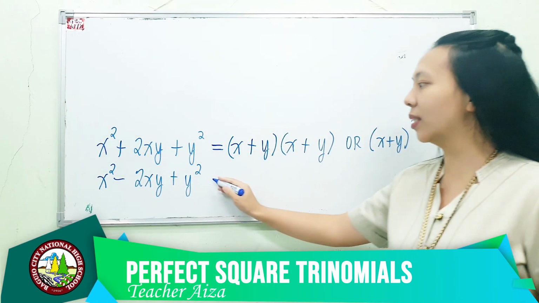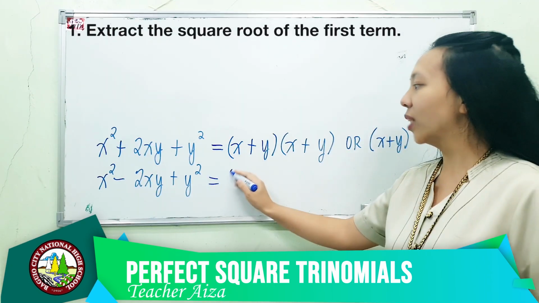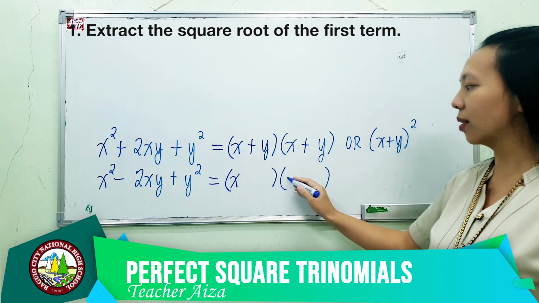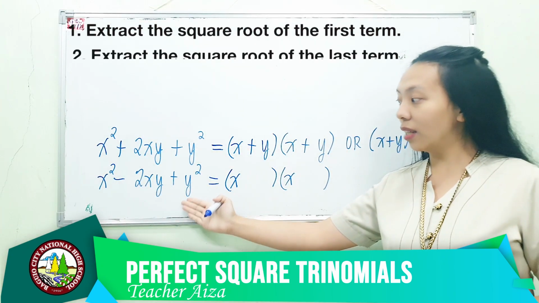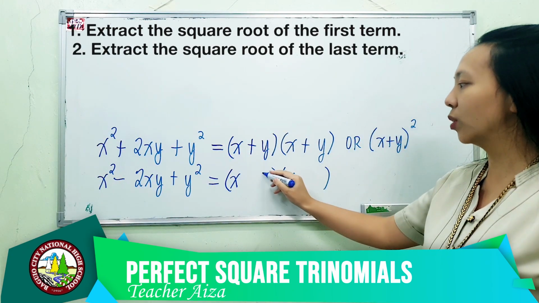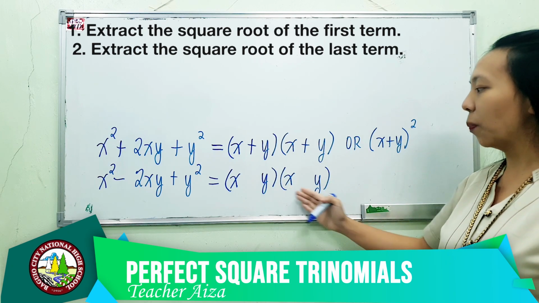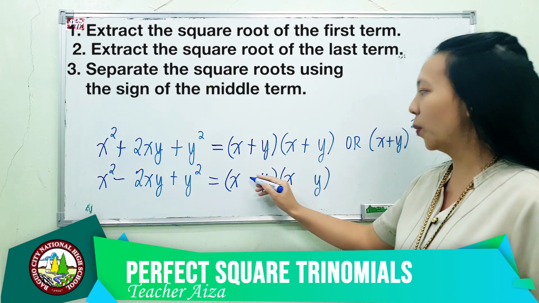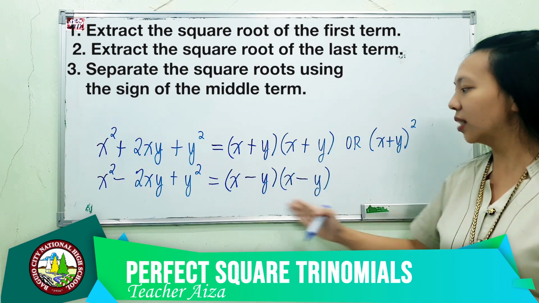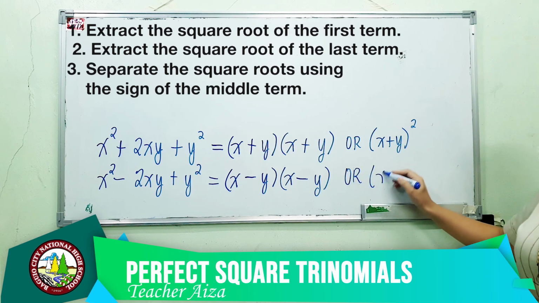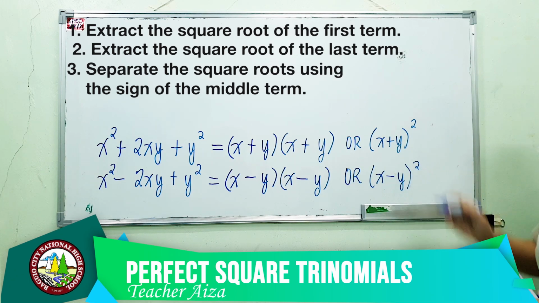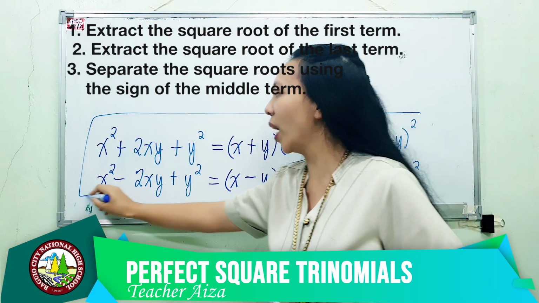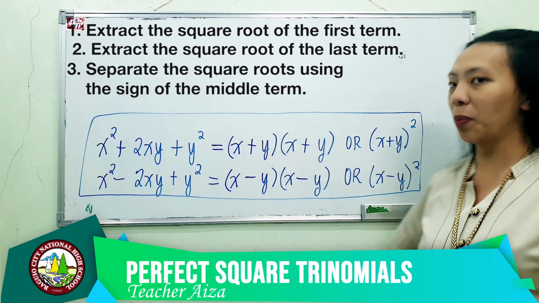Let's do the same in the second perfect square trinomial. We extract the square root of x squared. The square root of x squared is x. Then, extract the square root of the last term. The square root of y squared is y. And separate these using the sign of the middle term of the perfect square trinomial. So we have here negative. This can be rewritten as the quantity x minus y squared. Here now is the pattern in factoring perfect square trinomials.